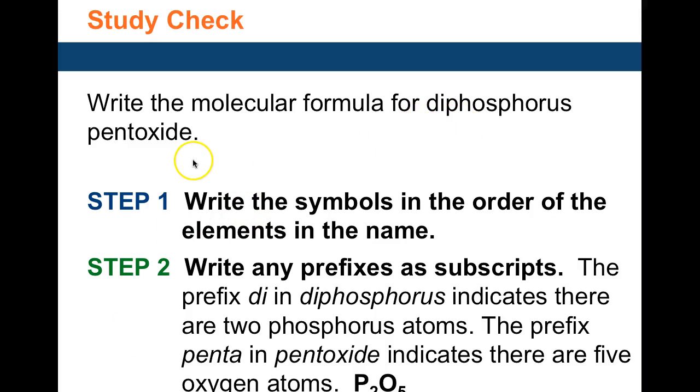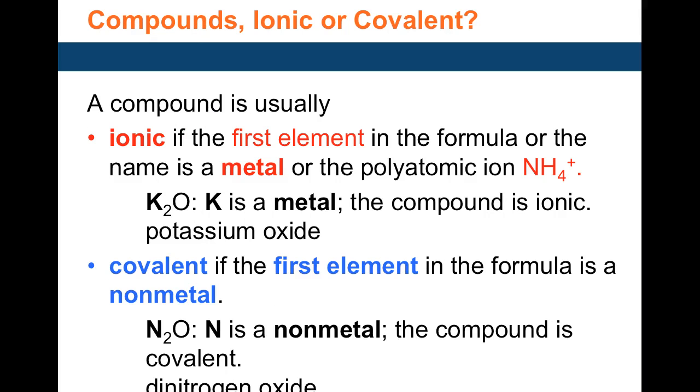Diphosphorus pentoxide, all right? Two P's, P2, and pent is 5, so O5, P2O5. So diphosphorus pentoxide is P2O5.